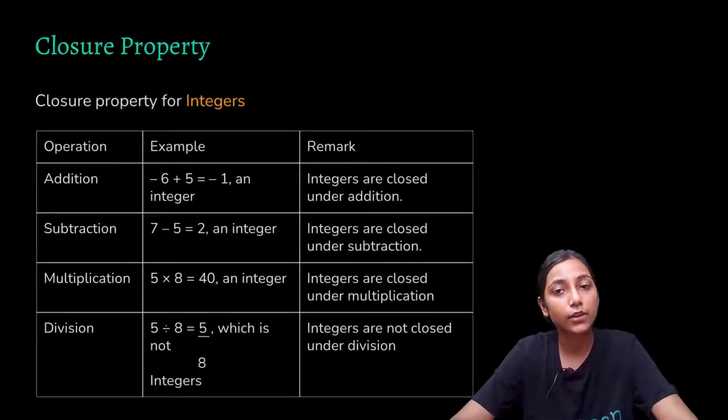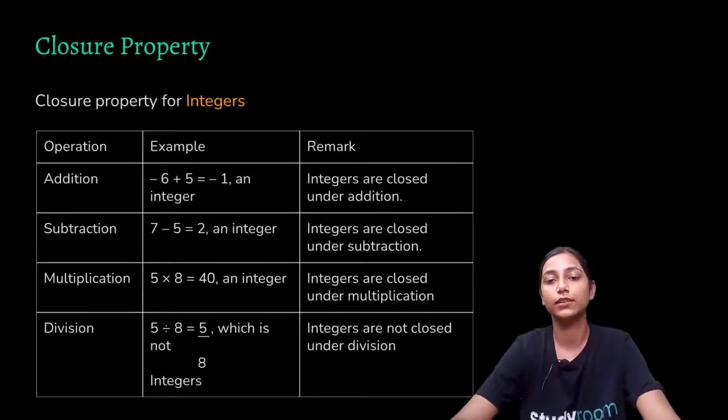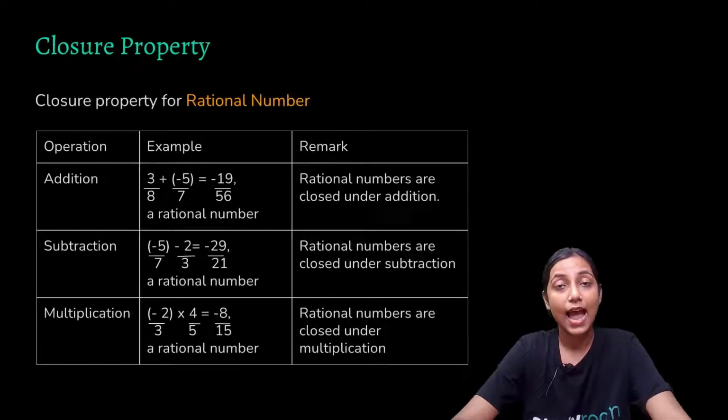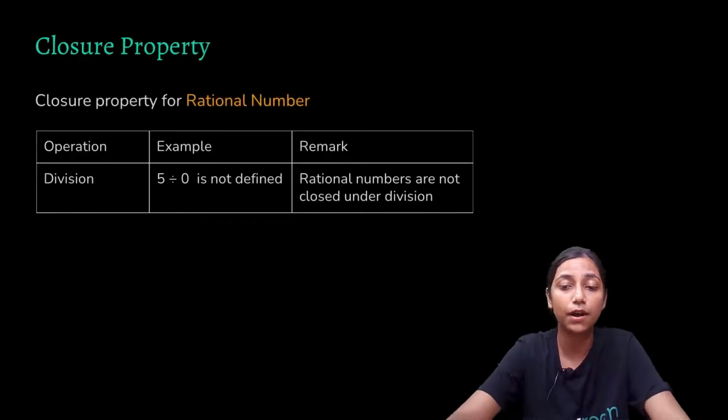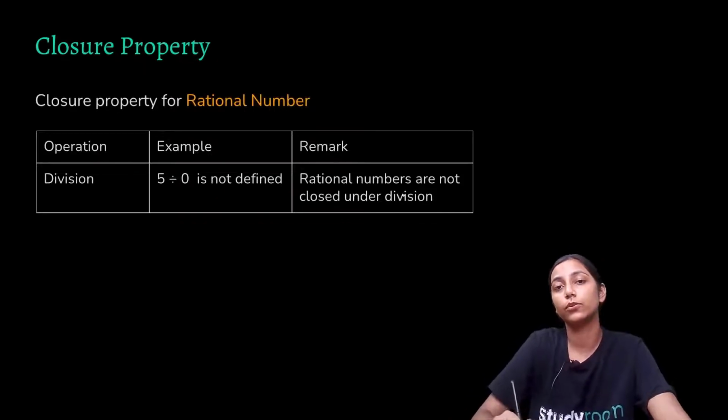Similarly, integers are closed under addition, subtraction and multiplication, but integers are not closed under division. And for rational numbers, we concluded that rational numbers are closed under addition, subtraction and multiplication, but rational numbers are not closed under division. We took examples for the same.